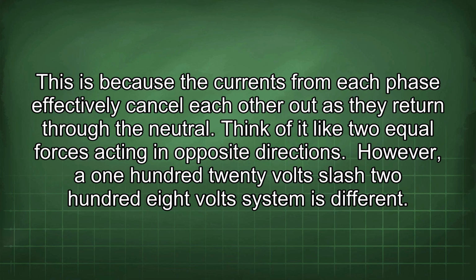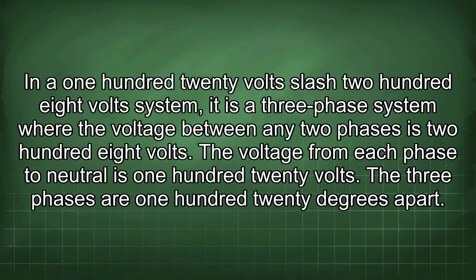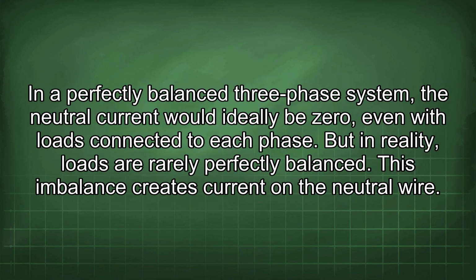However, a 120 volts/208 volt system is different. In a 120 volts/208 volt system, it is a three-phase system where the voltage between any two phases is 208 volts. The voltage from each phase to neutral is 120 volts. The three phases are 120 degrees apart. In a perfectly balanced three-phase system, the neutral current would ideally be zero, even with loads connected to each phase. But in reality, loads are rarely perfectly balanced. This imbalance creates current on the neutral wire.